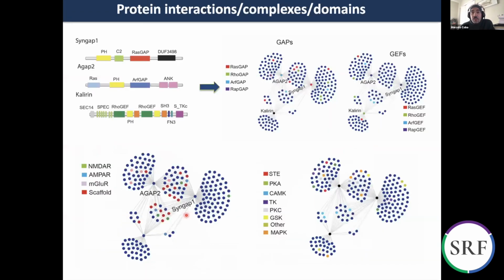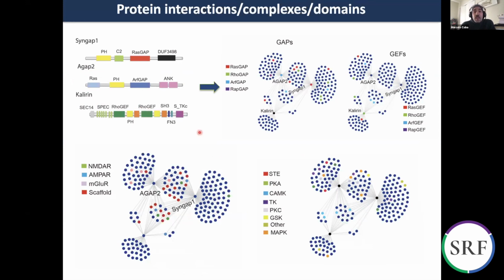This is a bit of a complicated graph, but it's just to convey this idea. SYNGAP interacts with other RAS GAPs and GEFs, and other RAS GAPs and RAS GEFs also interact with others. This is a common property of all these molecules. This is just an example of 3 of them. This is AGAP2, which is an ARF GAP, and this is Kalirin, which is another abundant protein, a Rho GEF, abundant at the PSD.